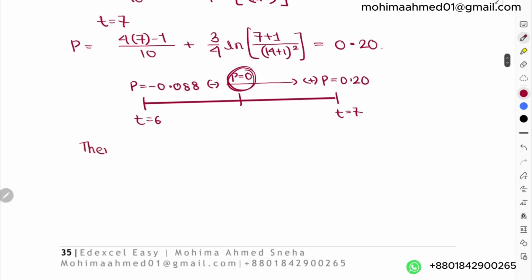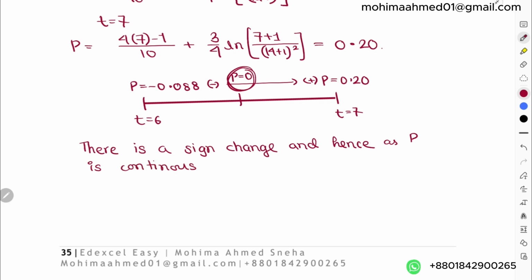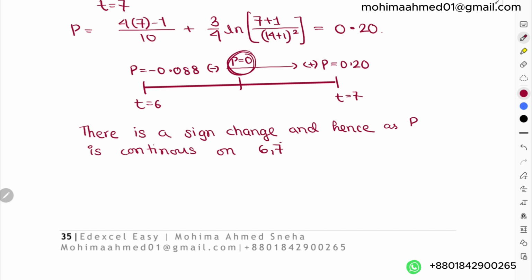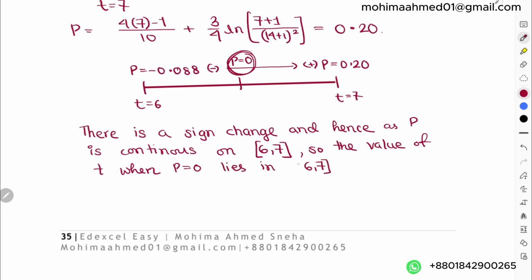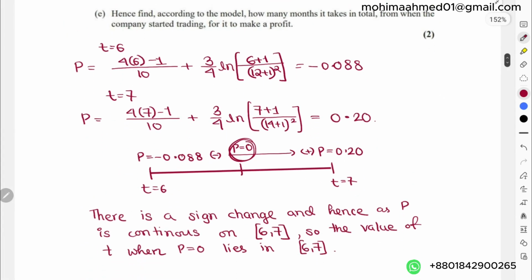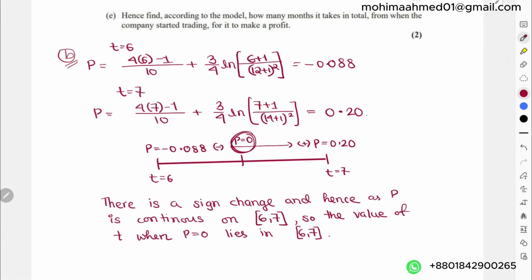So you have to write down the statement that there is a sign change and hence p is continuous on [6, 7], and the root lies within the range 6 and 7, right? So this is everything you need to do for your part B.